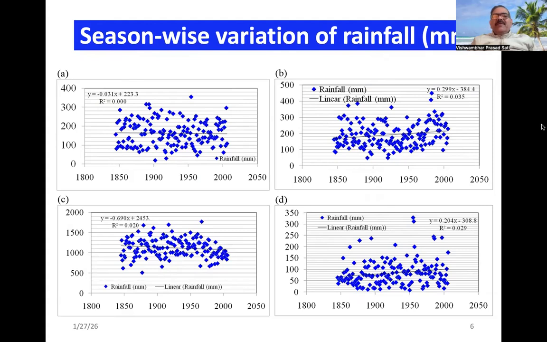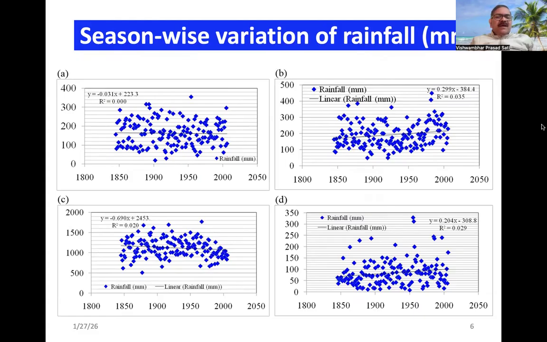The second graph, B, shows the 3 months April, May, and June. This is the dry season for the Western Himalayan region, but you see that the rainfall is increasing. So this is again a different pattern coming up with very high variability. Maximum rainfall is more than 4,000 millimeter, and minimum is 50. So during this period variability is high, but the rainfall is increasing.